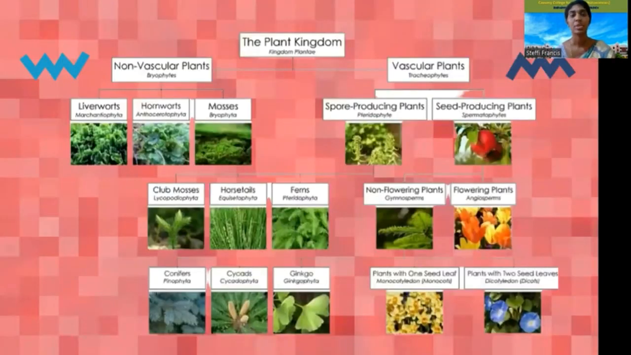In kingdom Plantae, we have two types, that is the non-vascular plants and the vascular plants. Liverworts, hornworts and mosses come under the non-vascular plants, and vascular plants are of two types, spore producing and seed producing. The spore producing plants are divided into club mosses, horsetails and ferns, whereas the seed producing plants are divided into non-flowering plants and flowering plants. The non-flowering plants are further divided into conifers, cycads and ginkgo. The flowering plants are divided into plants with one seed and plants with two seeds.